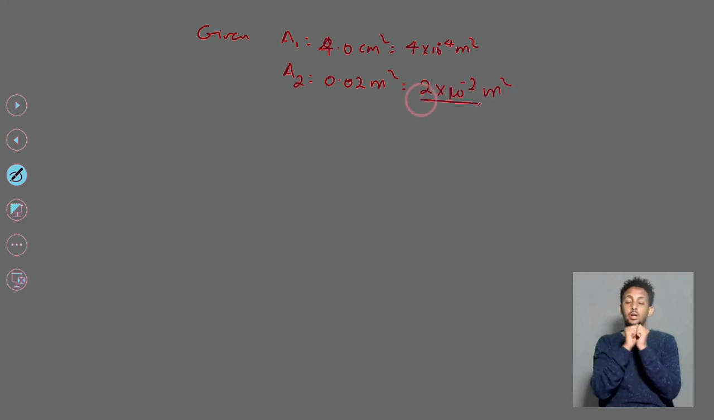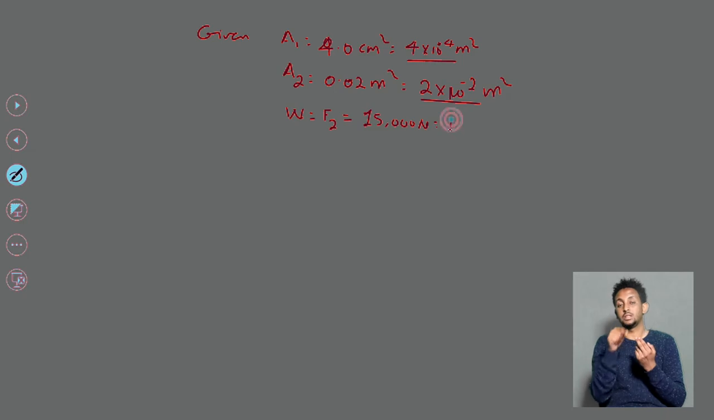Now you can compare 2 times 10 to the power of minus 2 and 4 times 10 to the power of minus 4 meter squared. And the weight, or we can call it force 2, is 15,000 Newton, or 15 times 10 to the power of 3 Newton. The question is, what is the force exerted on the smaller piston? That is what we are asked for.